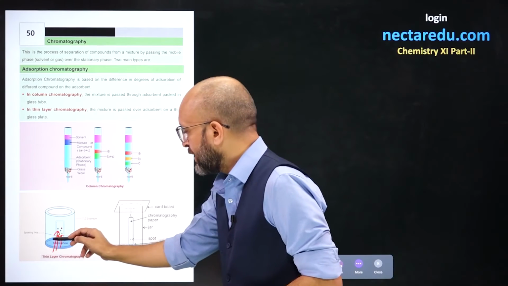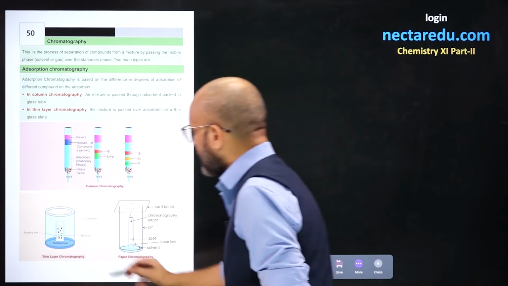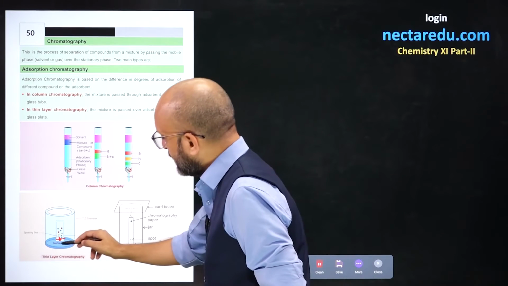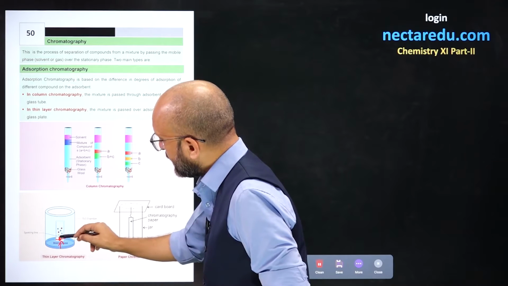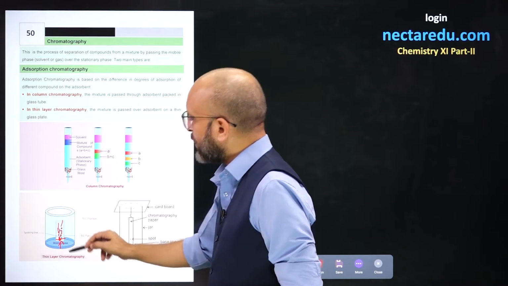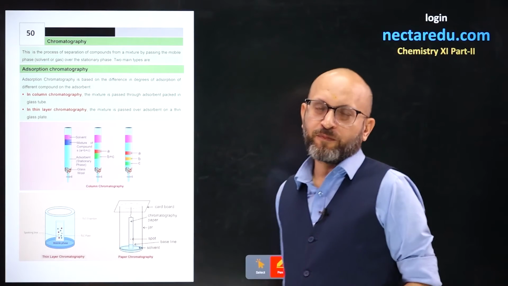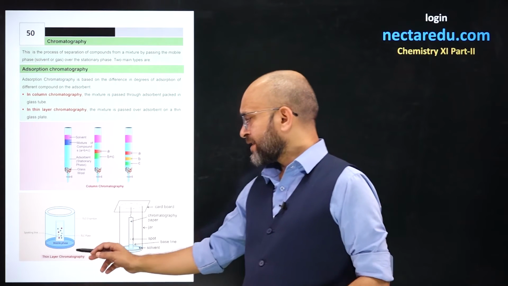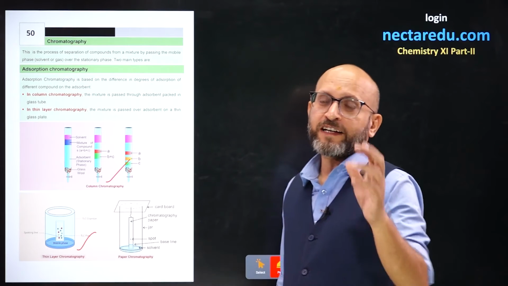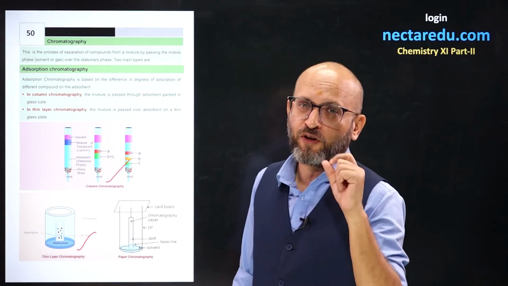and here somewhere you have a mixture dot. Here you have a baseline, and on top of it you have a mixture dot. So when the solvent moves like this, it dissolves the dot and separates the components depending on adsorbing power. Here you have different colors which represent different components of the mixture. So this is thin layer chromatography. Column chromatography and thin layer chromatography are part of adsorption chromatography. The basic principle is adsorption difference between components.